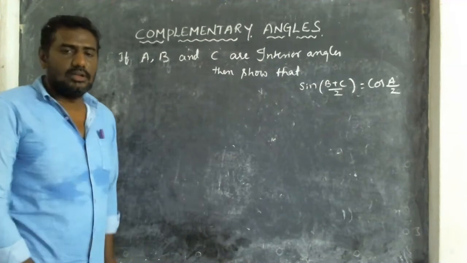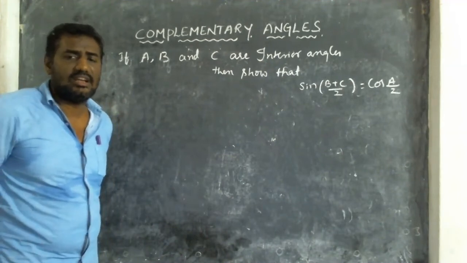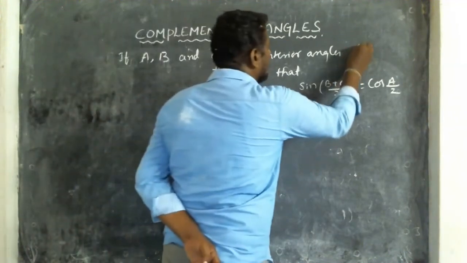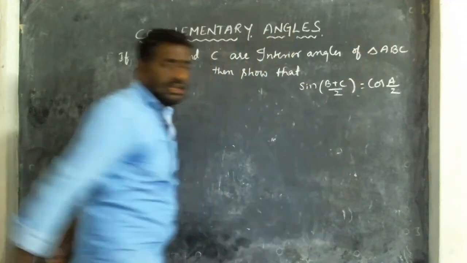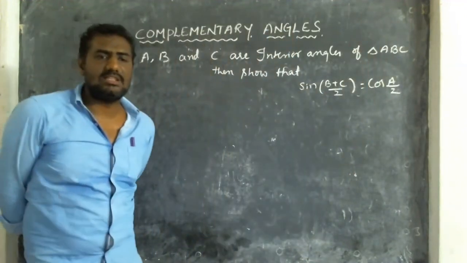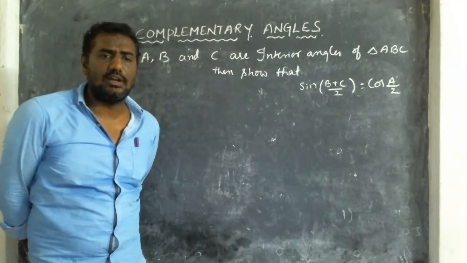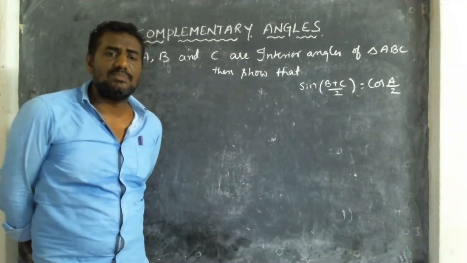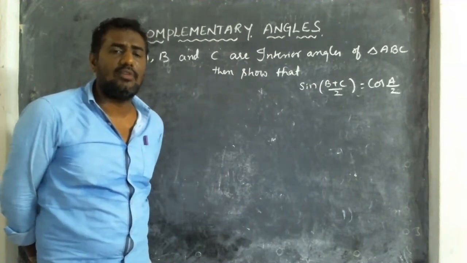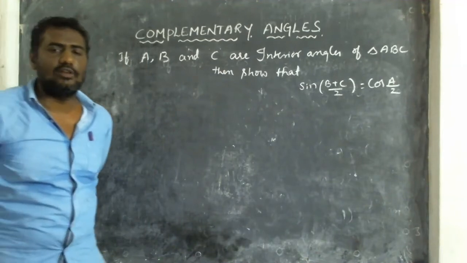Now all of you look at the board, children. A, B and C are interior angles of triangle ABC. So in a triangle ABC, A, B, C are the interior angles. Interior angles means we'll go for the angle sum property. What is the angle sum property? A plus B plus C equal to 180, that means the sum of all the angles in a triangle is 180. So this is the concept already all of you know, children.